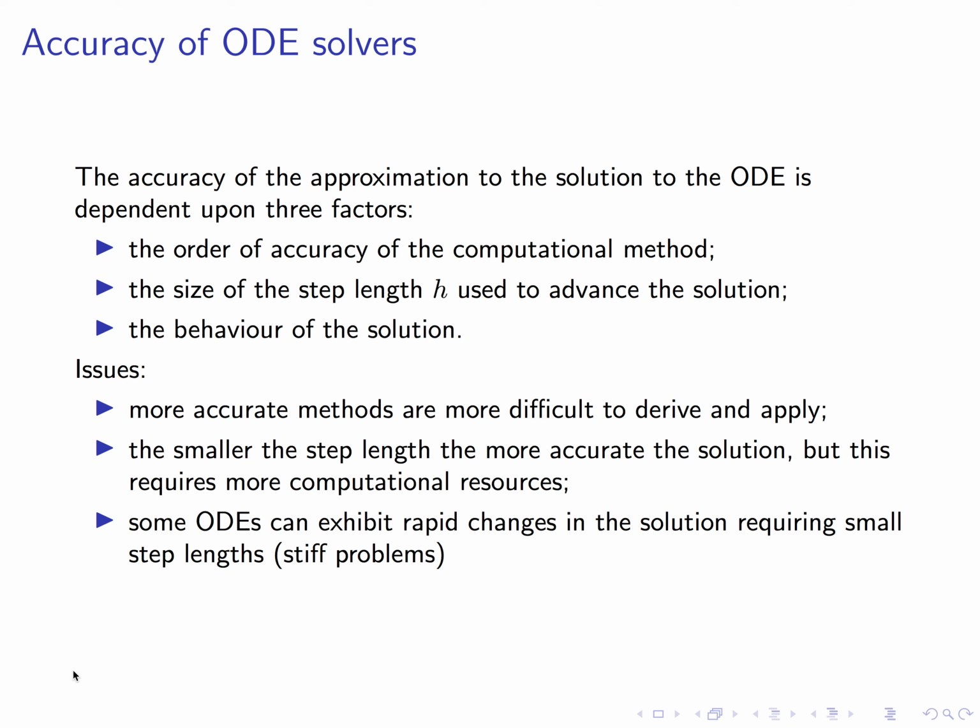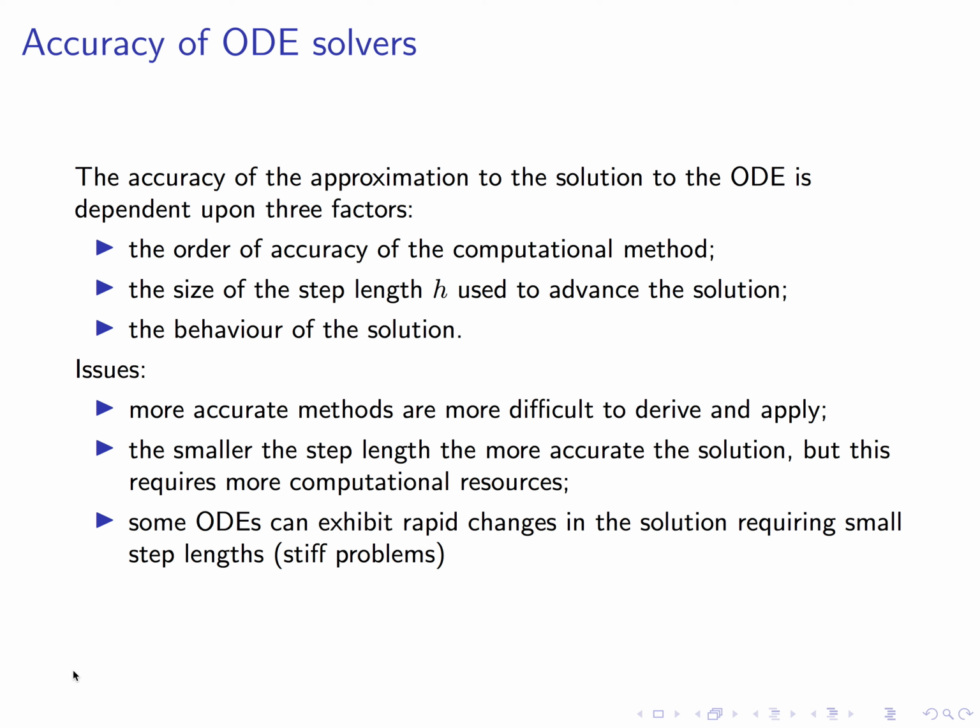It could be the order of accuracy of the computational method, so you know that first order methods are not very accurate, second order methods are more accurate, fourth order methods are more accurate still. But as we tend to increase the order of accuracy, we also increase the complexity, both in the derivation and the application of the methods.